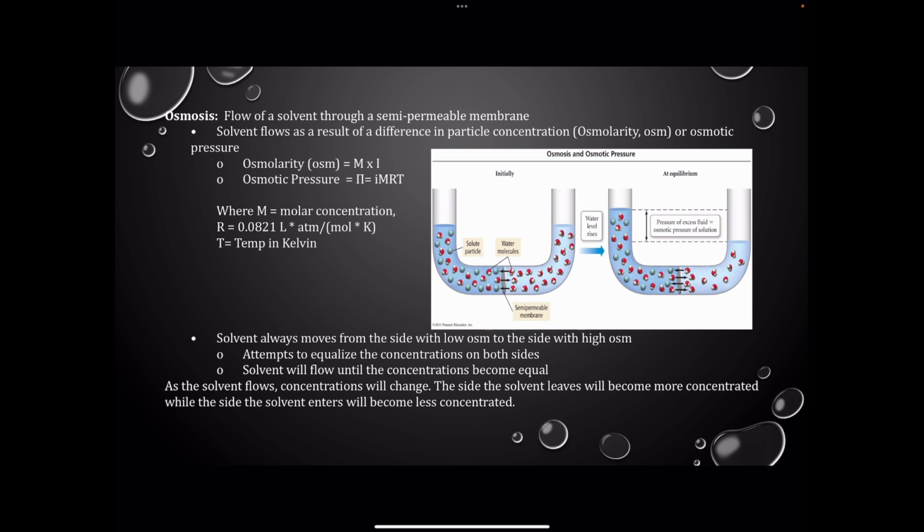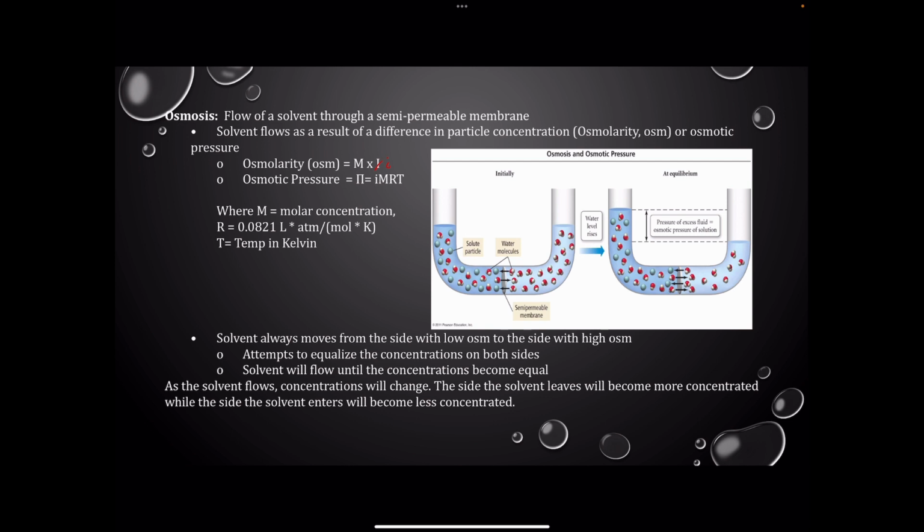another. When we talk about particle concentration, we can refer to that as the osmolarity, which we can abbreviate OSM. And that is equal to the molarity times our i value. So this should be a lowercase i. It's our molarity times our Van't Hoff factor.